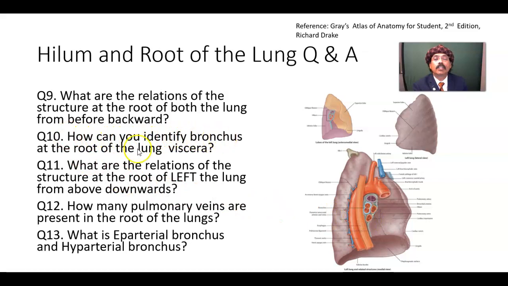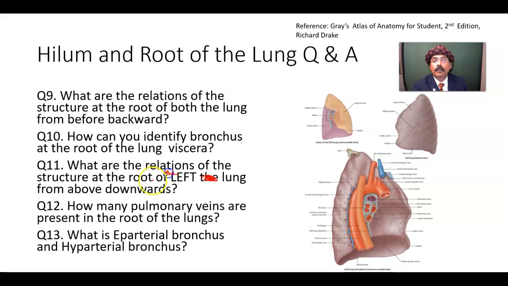How can you identify the bronchus at the root of the lung? In the exam, in the dissection hall, when you get a lung and the teacher asks you to identify the bronchus, it is very easy. Our formula is vein, artery, bronchus, with the bronchus posteriorly located. Also, please palpate with your thumb, with your finger. You'll get a hard feeling of the bronchus because it contains hyaline cartilage. You can easily palpate it, and there is no cartilage in the artery or vein. Cartilage is present in the bronchus, so you'll feel it hard.